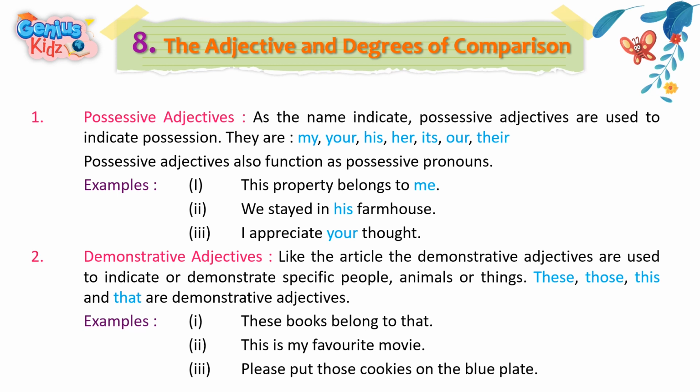2. Demonstrative adjectives. Like the article, the demonstrative adjectives are used to indicate or demonstrate specific people, animals, or things. These, those, this, and that are demonstrative adjectives. Examples: 1. These books belong to that. 2. This is my favorite movie. 3. Please put those cookies on the blue plate.